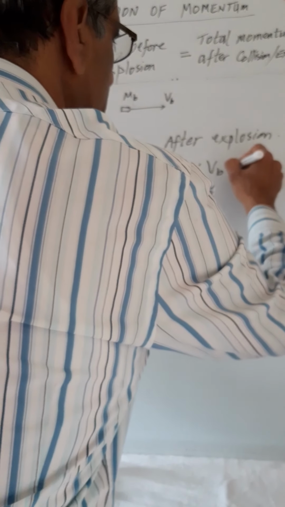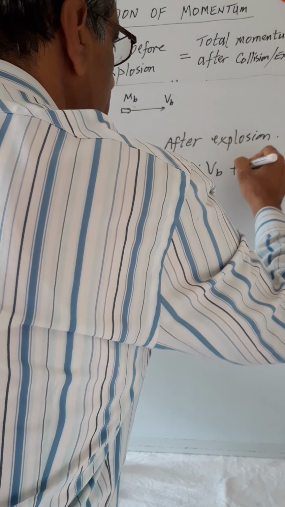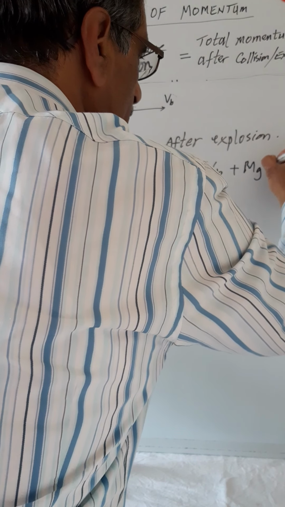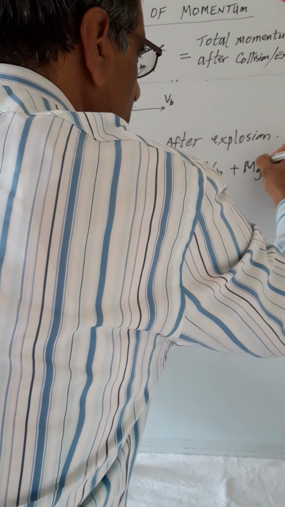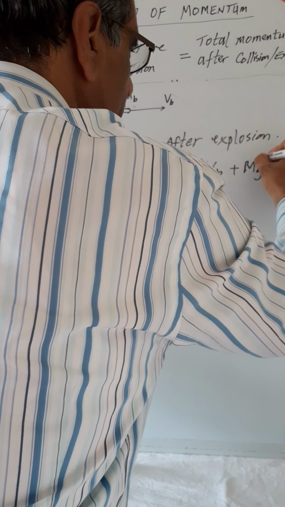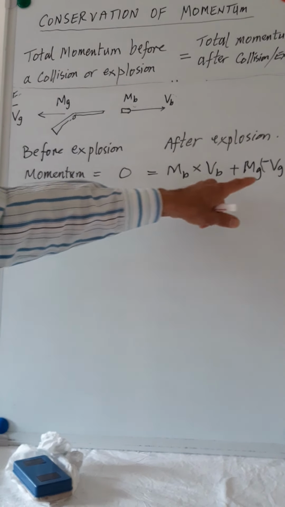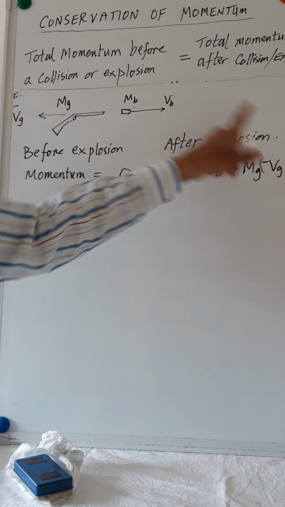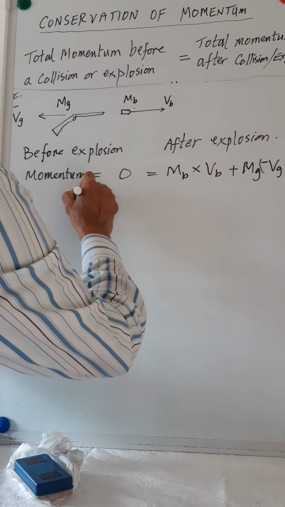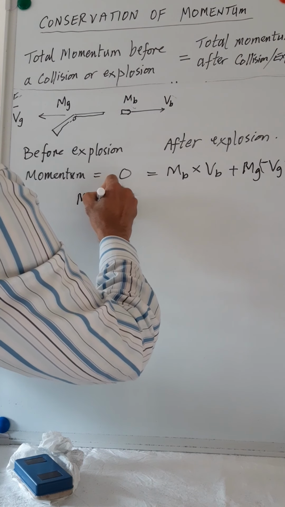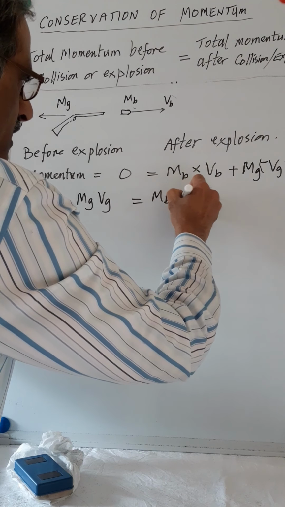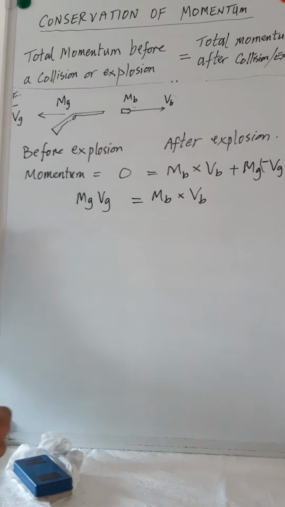So we have plus mass of the gun times velocity of the gun, which is negative. Now if we bring this on this side, this is minus mg times Vg. We'll go on this side. We say that mass of the gun times the velocity of the gun is equal to mass of the bullet times the velocity of the bullet.